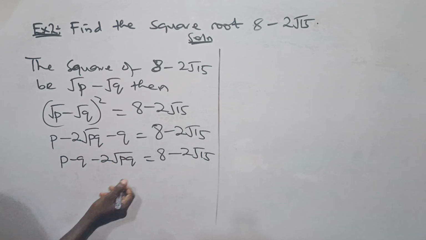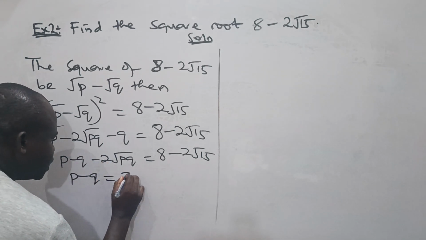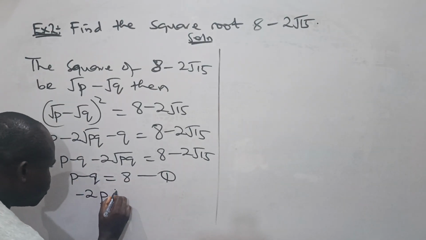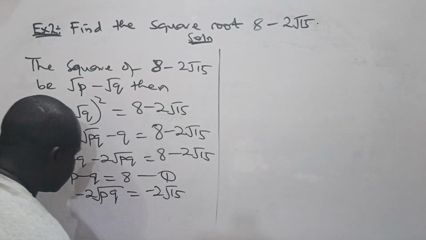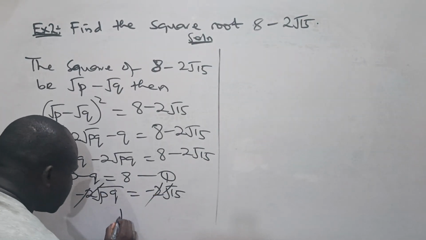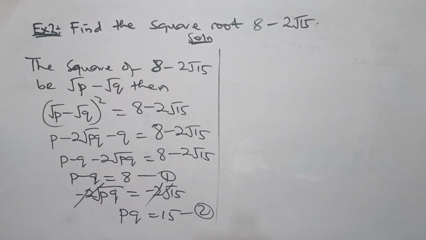So if I compare the two, I'm going to get p minus q will be equal to 8. Let's say that's equation 1. Then I will have minus 2 square root of pq will be equal to minus 2 square root of 15. I can divide both sides by minus 2. The square will take care of the square root. At the end of the day, pq will be equal to 15. Equation 2.